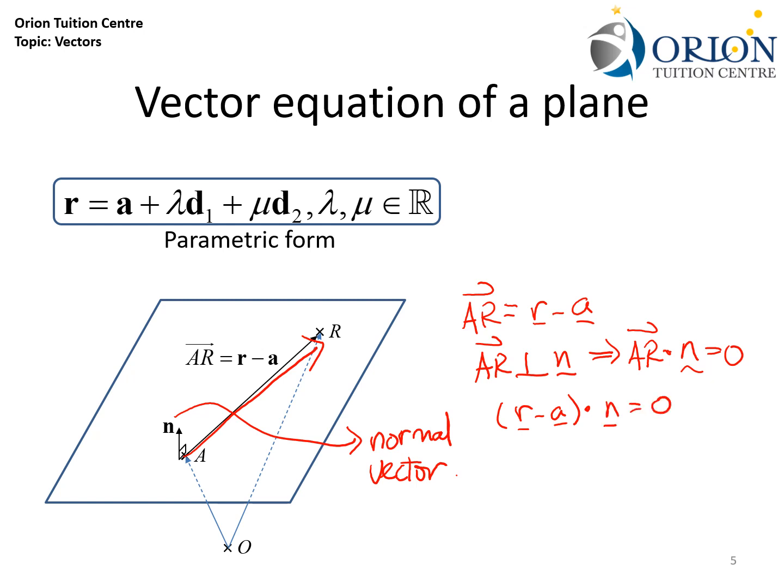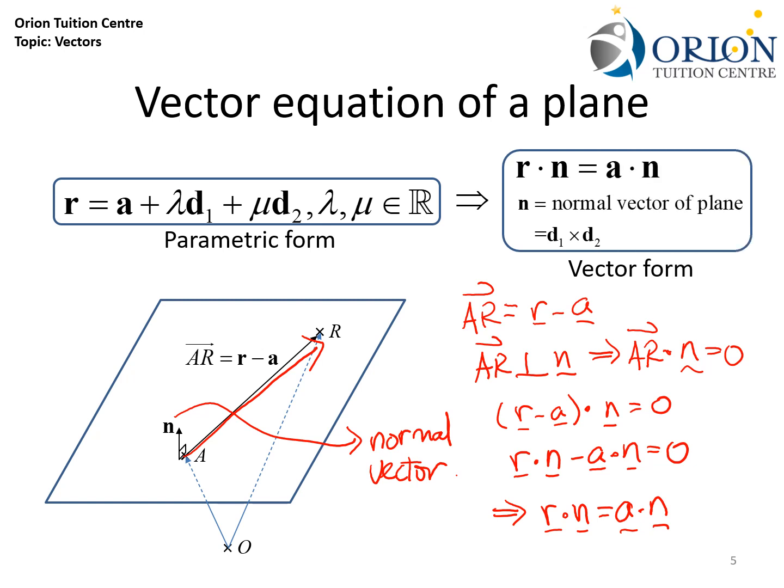And we can expand this dot product: R dot N minus A dot N equals 0. And if we rearrange this equation, we will end up with R dot N equals A dot N, which is the vector equation of a plane.